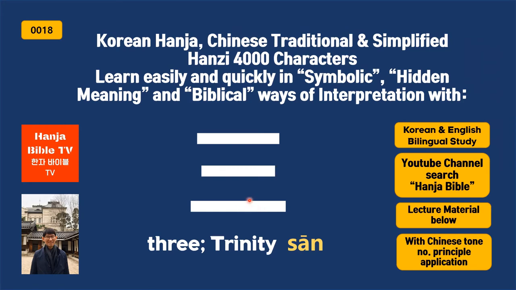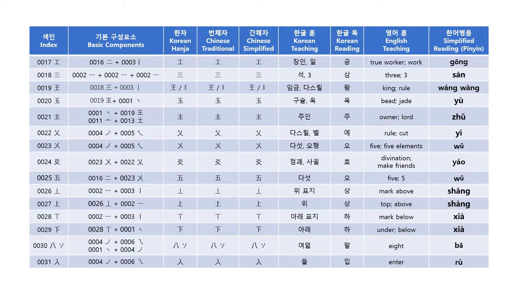Hello everyone, this is Sandy An for Hanja Bible, actually Chinese Characters Bible, number 18. We are going to look at this character, san, meaning three, and Trinity, okay? On the index, we are here now, san. The pronunciation of this character meaning three.